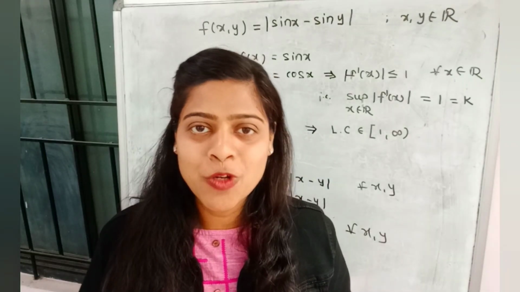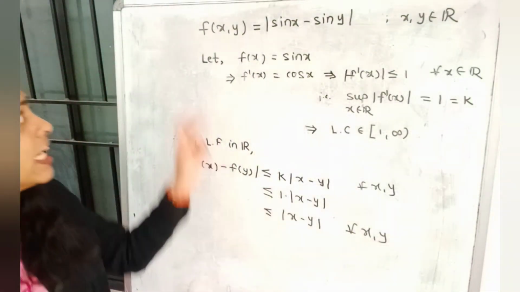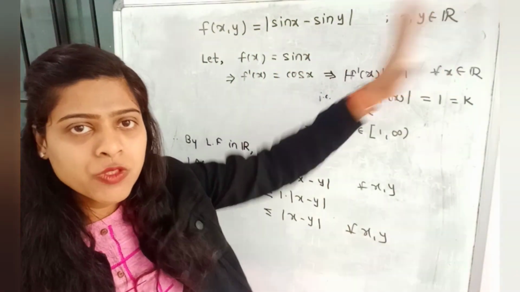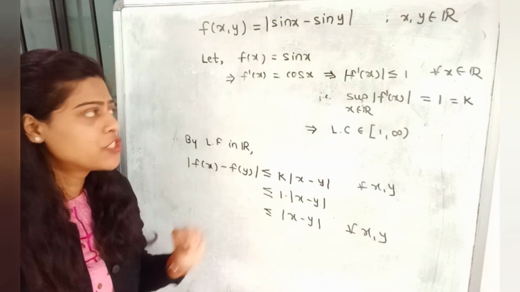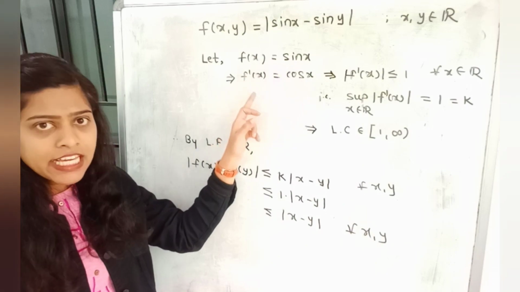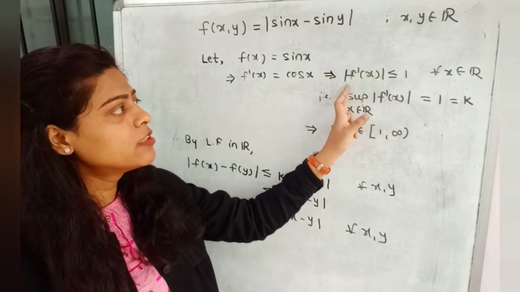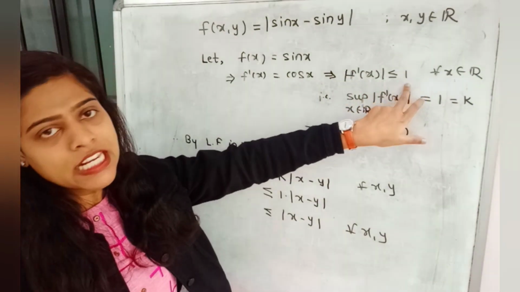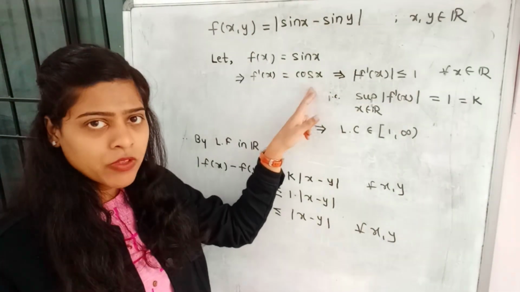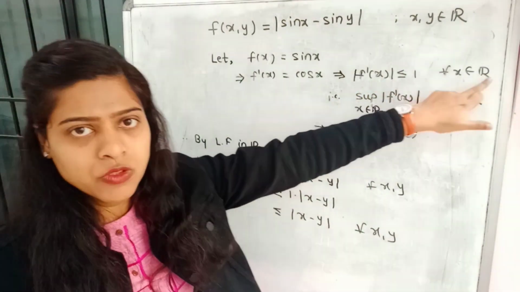Before we start the solution, firstly we consider the given condition, that is, we have a function f of xy equal to modulus of sin x minus sin y where xy belongs to real numbers. To find the solution, firstly we take f of x as sin x, and when we take its derivative, f dash of x is clearly cos x. When we take its modulus, modulus of f dash of x is obviously less than or equal to 1, because cos x is a trigonometric function and it is a bounded function, and its range is the closed interval -1 to 1 for all x belongs to real numbers.